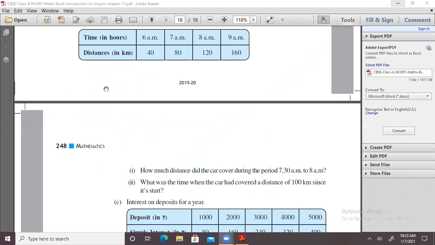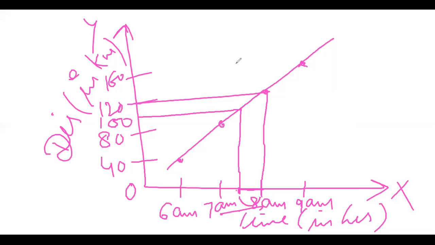What was the time when the car had covered a distance of 100 kilometers since its start? आपको टाइम बताना है कि क्या टाइम था जब तक कार ने 100 किलोमीटर डिस्टेंस कवर किया from the starting point. ठीक है, सो 100 किलोमीटर पे हमें पता है कि कितना टाइम हुआ, 7:30, और स्टार्टिंग पॉइंट से बताना है. It was from 6 a.m. जब भी स्टार्ट किया होगा, from 0 to 6.